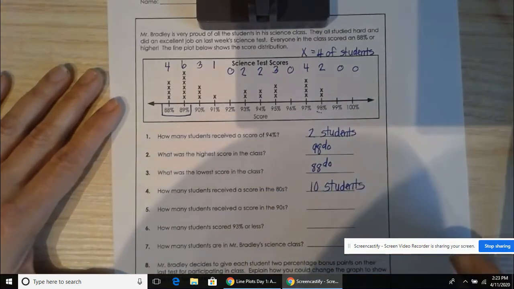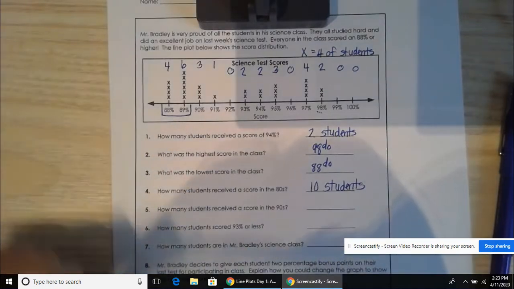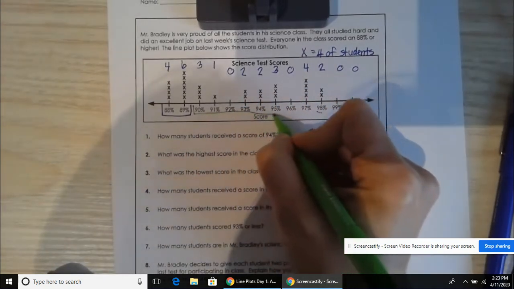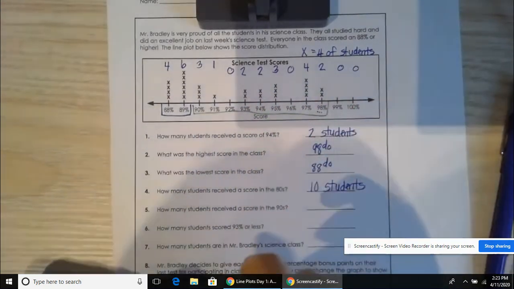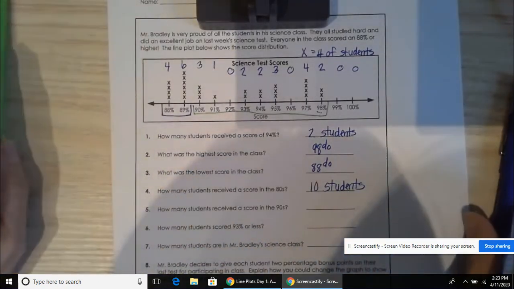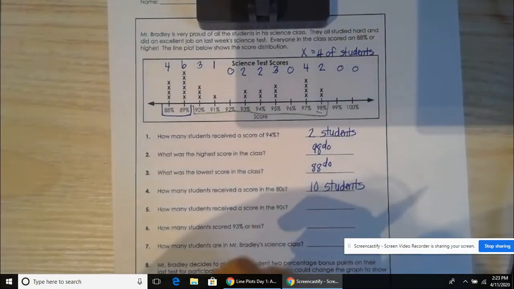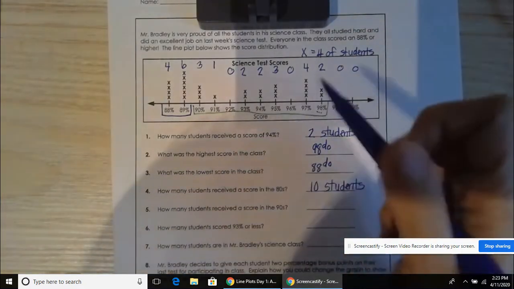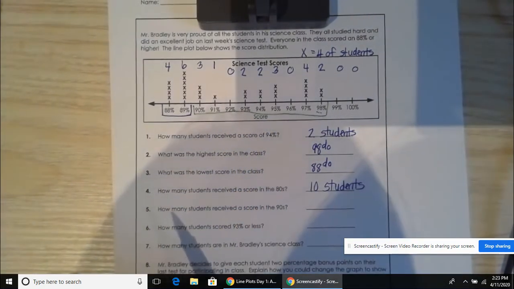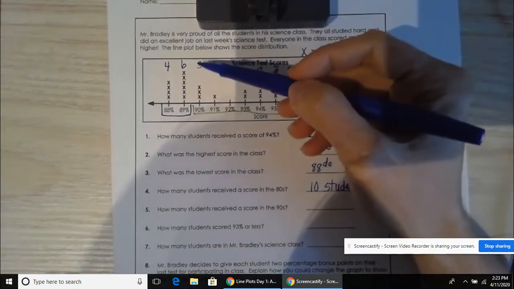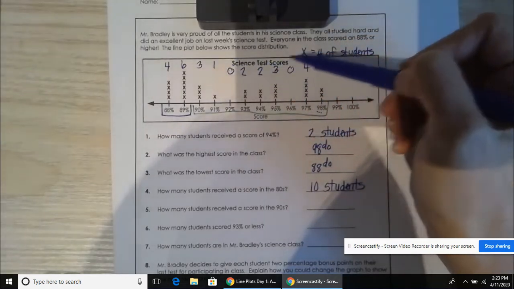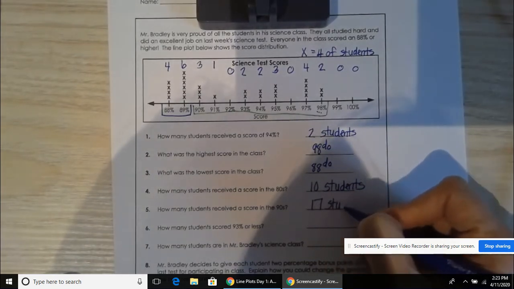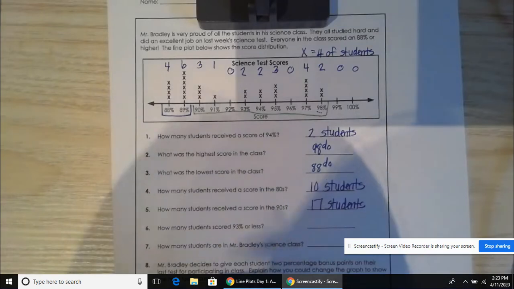How many students received a score in the 90s? Same type of question, but now it's asking us to focus only on the scores in the 90s. Even though 99% is part of the 90s, I didn't include that because none of the students received that score. So now we can just add up all of the students that received a score in the 90s. We have 4, 6, 8, 11, 15 plus 2 is 17. So 17 students received a score in the 90s.